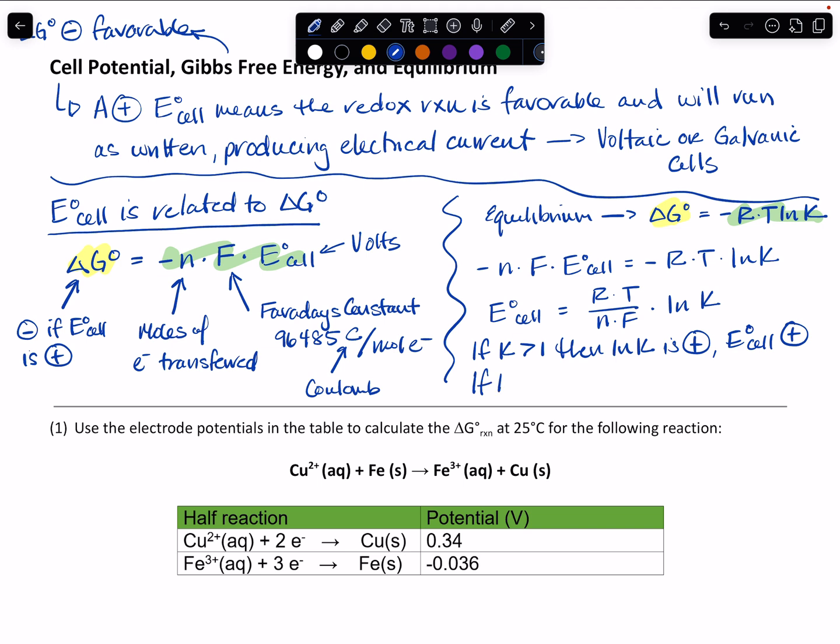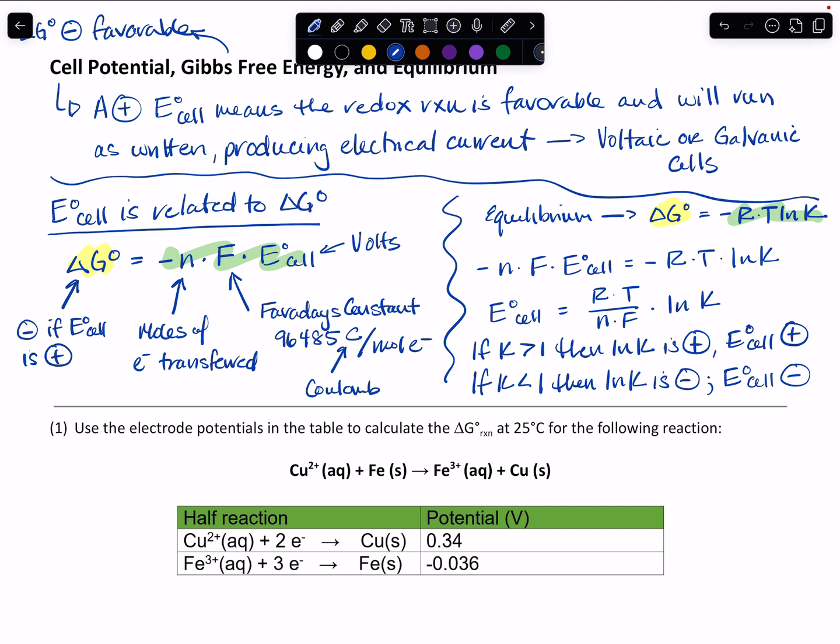All right, if instead the K value is less than 1, that means we have more reactants present than products, then mathematically the natural log of K is going to give us a negative value, which in turn will give us a negative cell potential. All right, and again, that is also a reasonable assumption, right? Because if we have a K value less than 1, we have more reactants than products, so the forward reaction is no longer favorable, which means the cell potential should be negative, indicating the cell does not run as written.